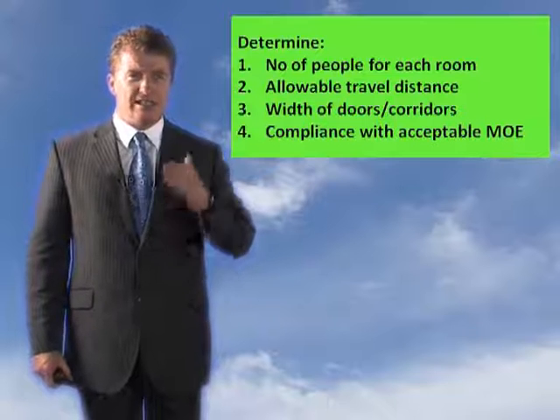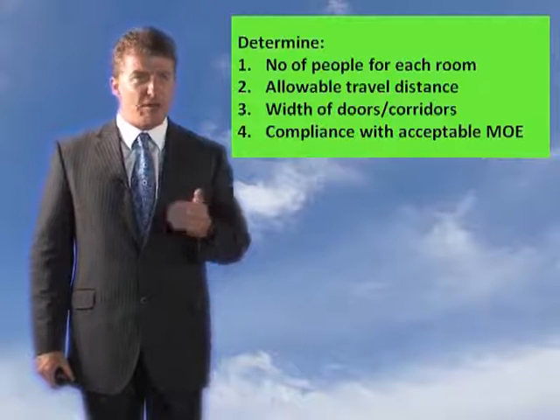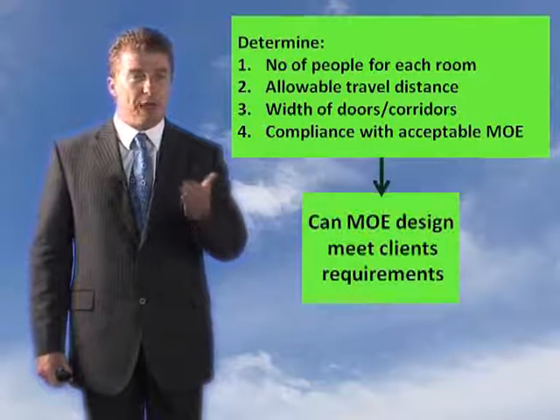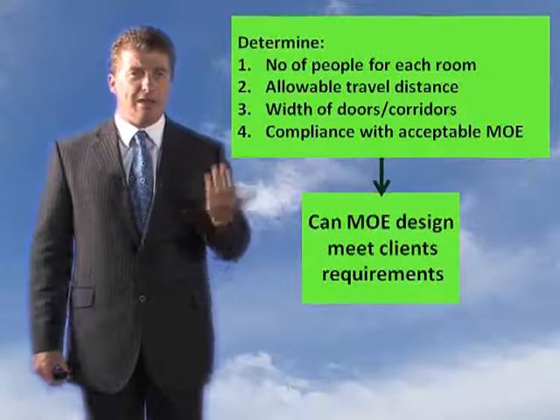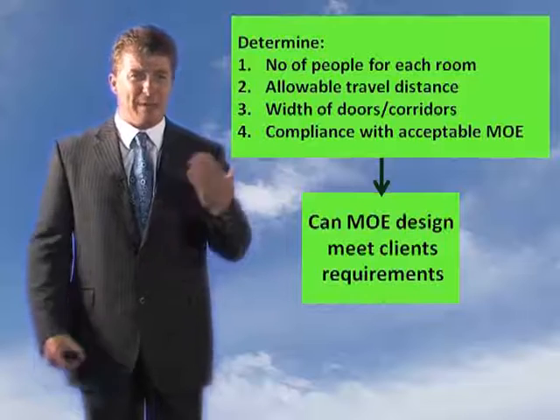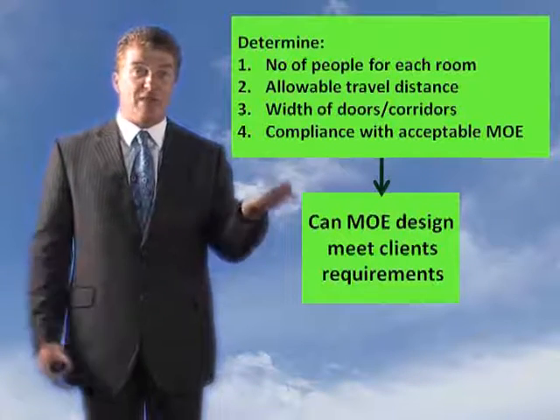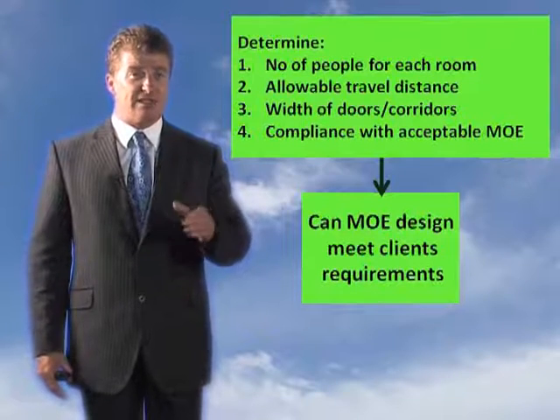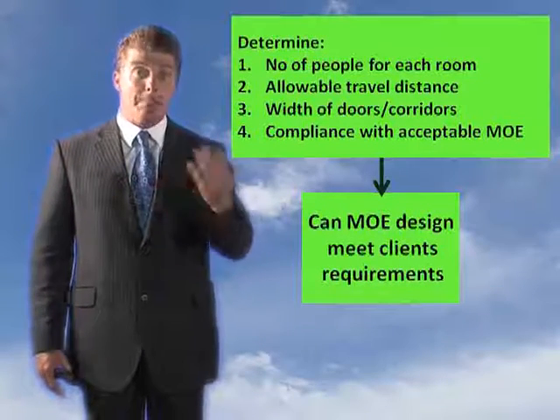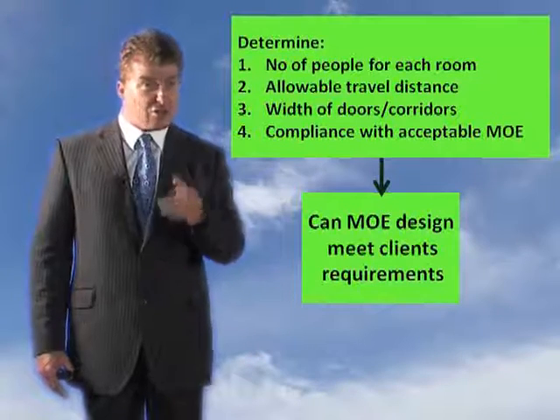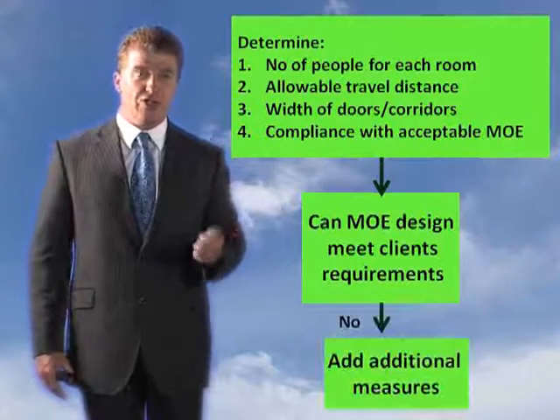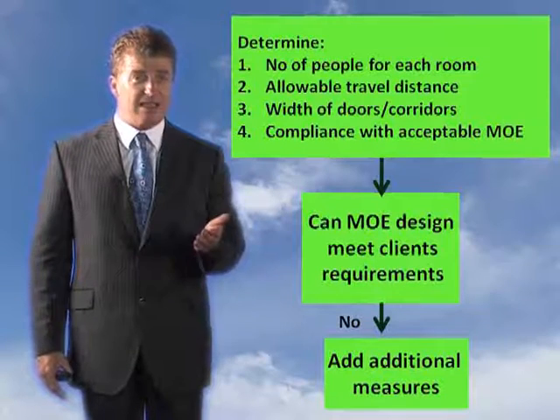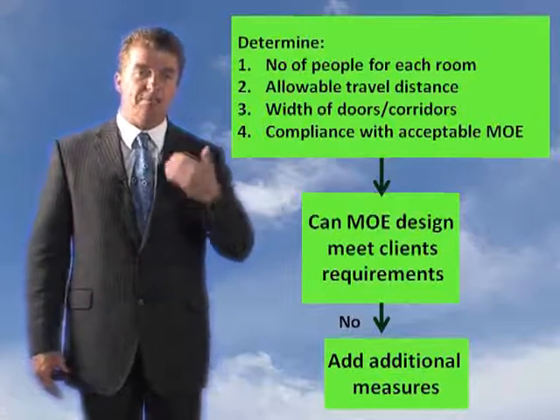So first of all, you need to determine the number of people for each room, the travel distances, the widths of doors, corridors. Does it comply with the means of escape? For example, you might be wanting to push the code and get about 55 metres, for example, a shop. And you go into the table. The travel distances with the minimum measures might say 45 metres. You need 55. In other words, you can't meet that travel distance. You can't meet the criteria for the means of escape with the minimum. You need to put in some more.